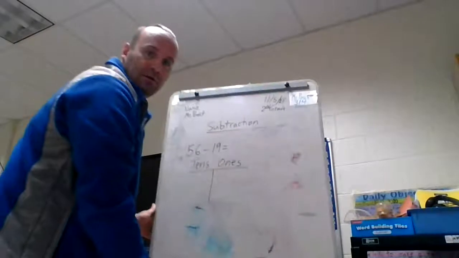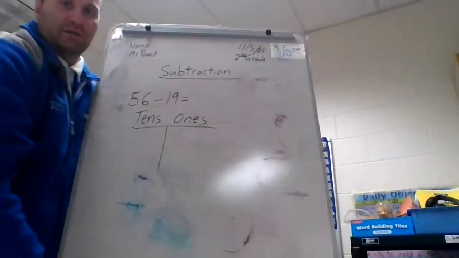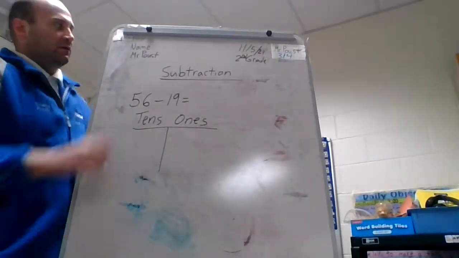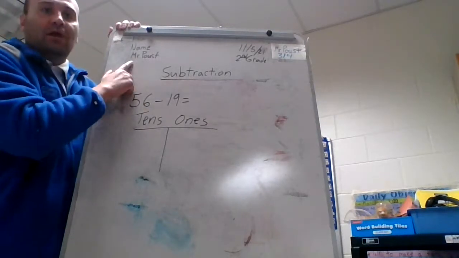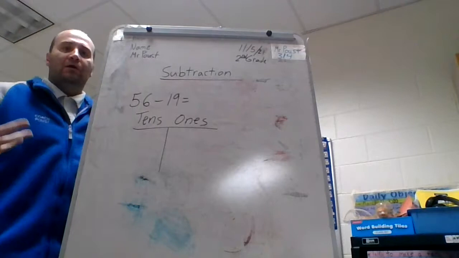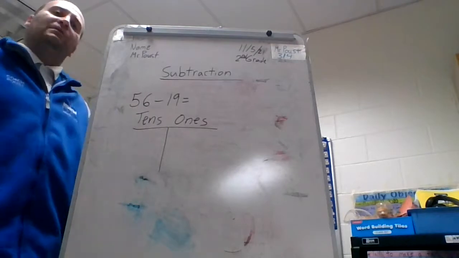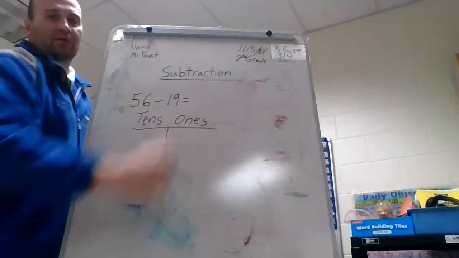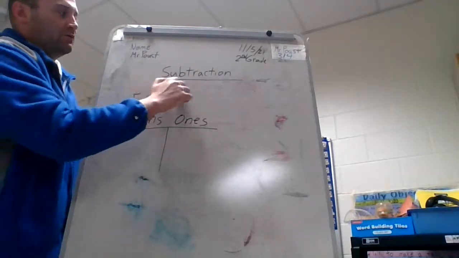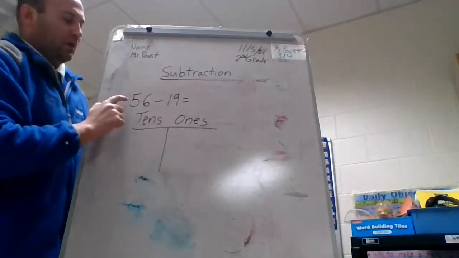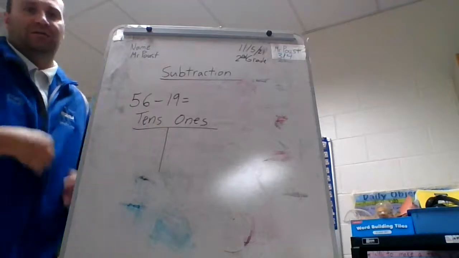Okay. Today, as you can see, we're going to be learning subtraction. Just want to review our heading. So it's your name on the top left-hand corner, my name underneath it, Mr. Palst. Then we got the date, and then we have second grade. And we have subtraction is what we're learning. And the problem is 56 minus 19.